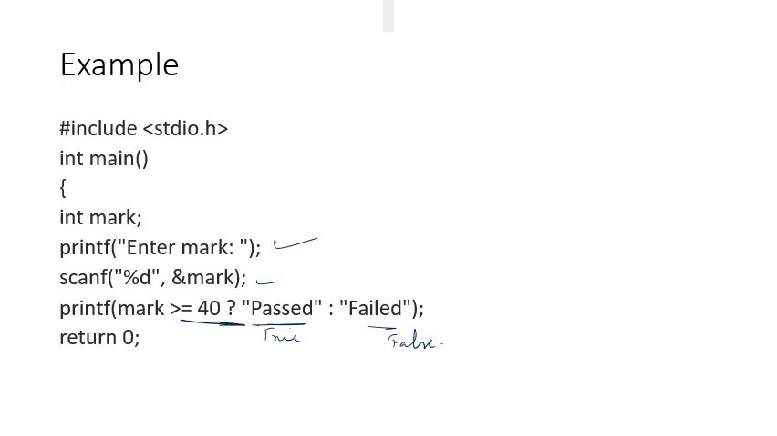The question mark comes after the condition, and we have a colon which separates the results. The statement before the colon is the statement related to the true condition, and after the colon we have the statement related to the false condition.